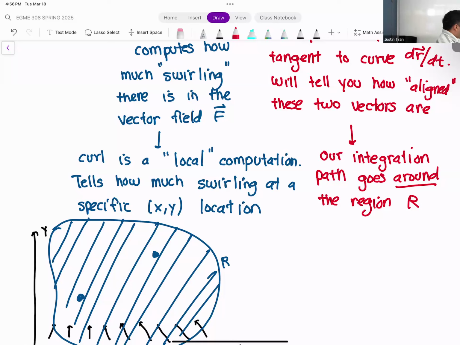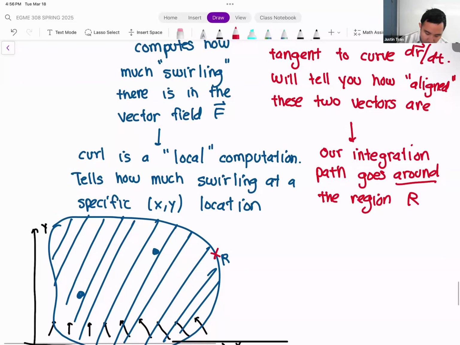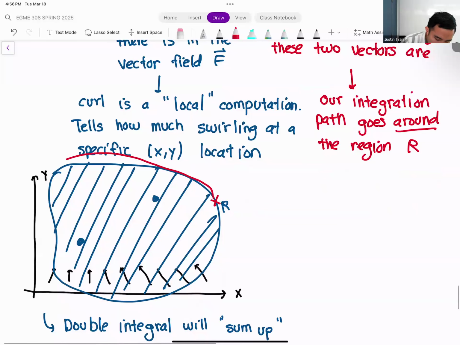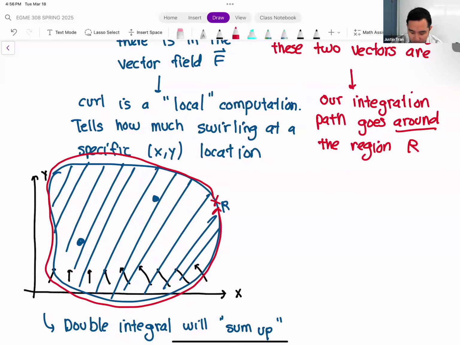Now I underlined the word around because that's the operative keyword. When you take a line integral around a closed region, that means your starting and ending point are the same. So it doesn't really matter where you start, but you're going to travel around this domain and you're going to end up at the same place. Okay, and so this is a closed curve.